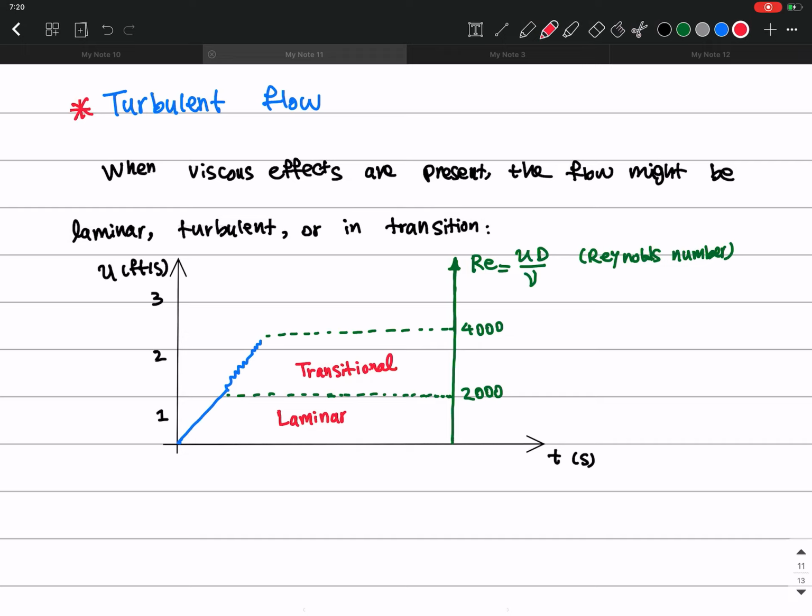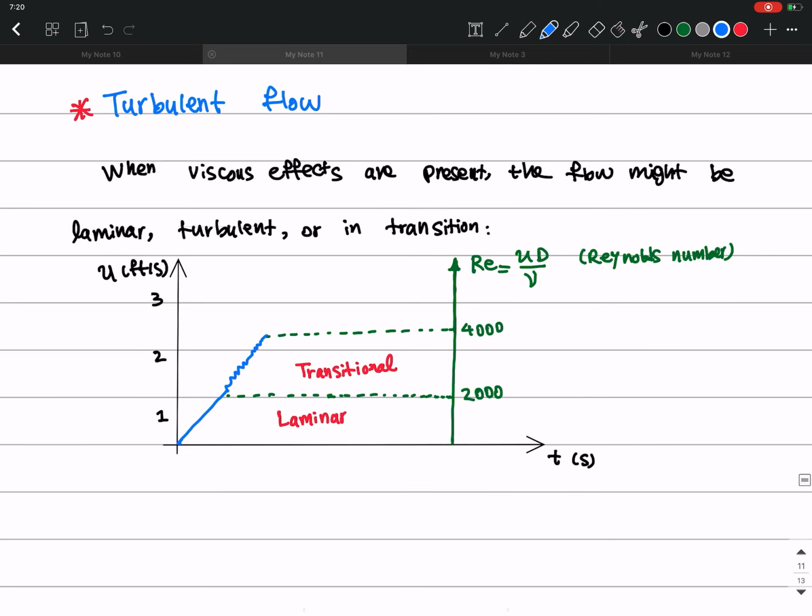And then if you keep increasing the velocity in the pipe in time, you will see that the velocity is going to go up and then make very large oscillations. Okay? And here we call it a turbulent regime. This occurs typically for Reynolds number greater than 4,000. Laminar flow is typically for Reynolds number less than 2,000 for a pipe flow, okay?